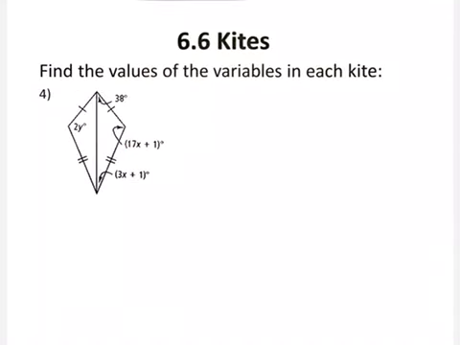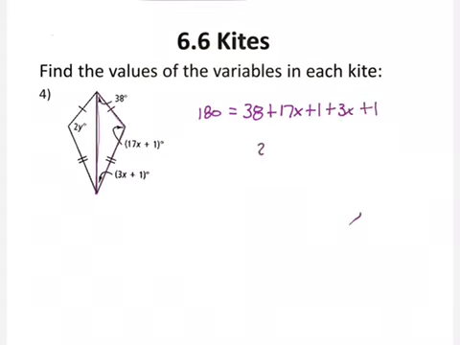Question 4, what are the values of the variables in each kite? So once again, we're looking for the values of the variables, and this time there's two variables. But to find x, we're going to do the same thing we did in the last problem. We're going to, in this case, take 180 and set equal to all of the pieces of the right triangle here, or the triangle on the right that we have. So 38 plus 17x plus 1 plus 3x plus 1.